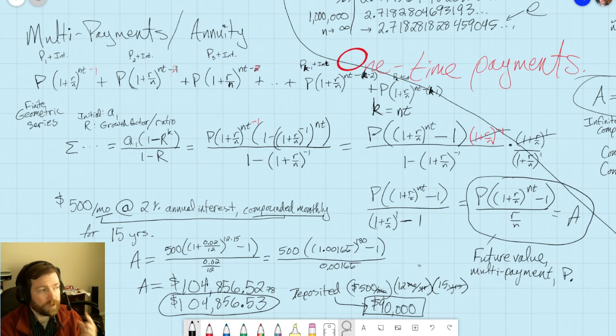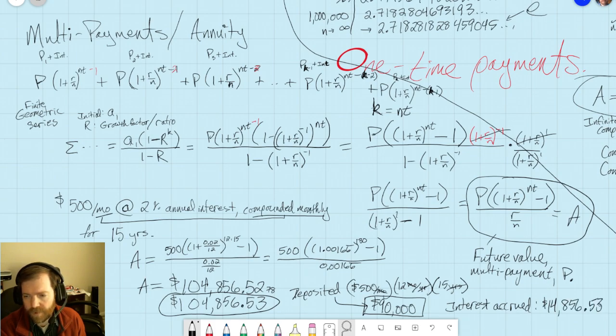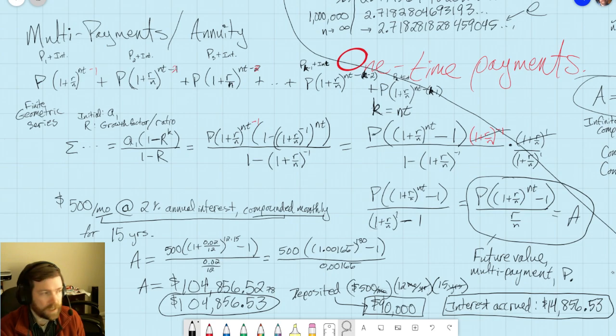So the amount we earned in interest is going to be $104,856.53 minus 90,000. So we end up with a total of $14,856.53 as just interest added. Over 15 years, it's just shy of $1,000 a year. It's not too bad for not touching that money.